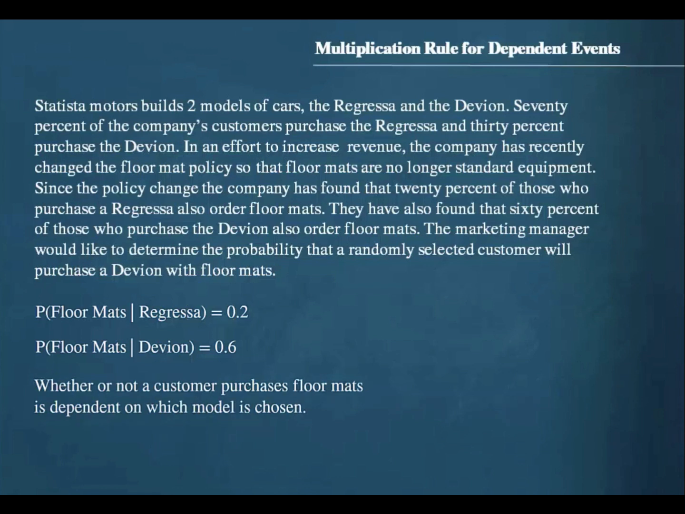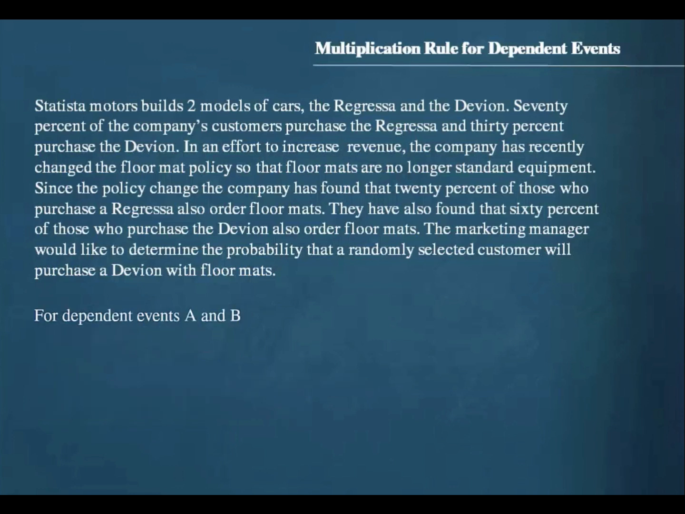From this, we can see that whether or not a customer purchases floor mats is dependent on which model is chosen. The multiplication rule for dependent events tells us that for dependent events A and B, the probability that events A and B will occur is equal to the probability that event A will occur times the probability that event B will occur, given that event A has already occurred.